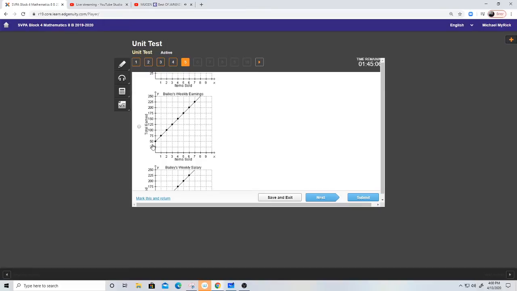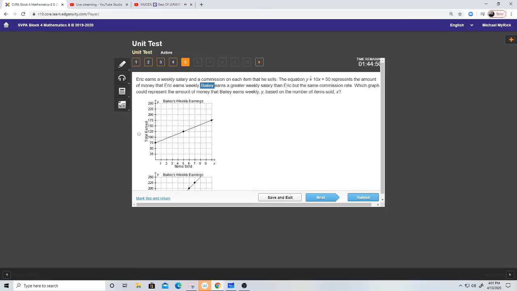Here, we can kind of see what? We can see that it's going up. See how it's going up over 1, up 25? Because it goes from 0 to 1, and then it goes from 50 to 75. So this is the one he makes more per commission, because 25 is greater than 10.